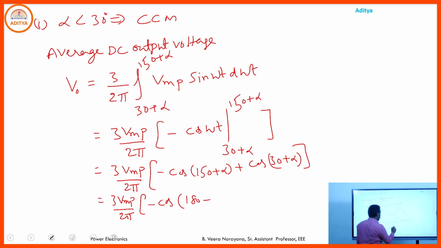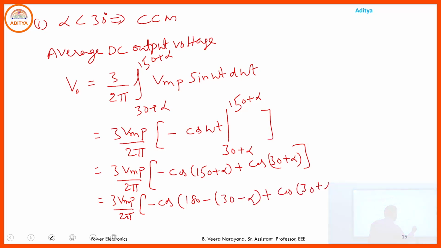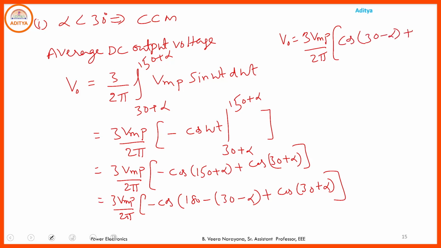So we will write cos 180 minus 30 minus alpha plus cos 30 plus alpha. So cos 180 minus 30 is 150, minus of minus plus alpha. So cos 180 minus theta is minus cos theta; you replace here. What are you getting? V naught is equal to 3 Vmp by 2 pi between the limits, minus of minus plus, so cos 30 minus alpha plus cos 30 plus alpha. So what are you getting? Cos of a minus b plus cos of a plus b is 2 cos a cos b.